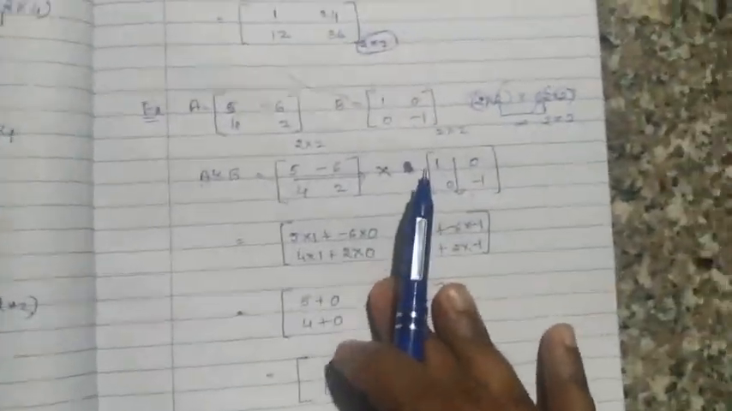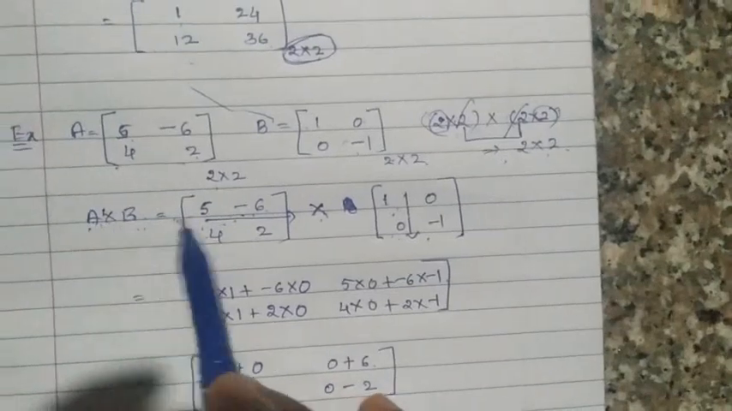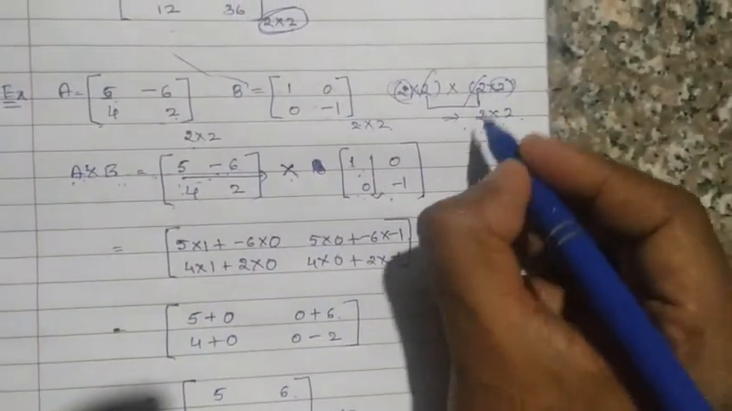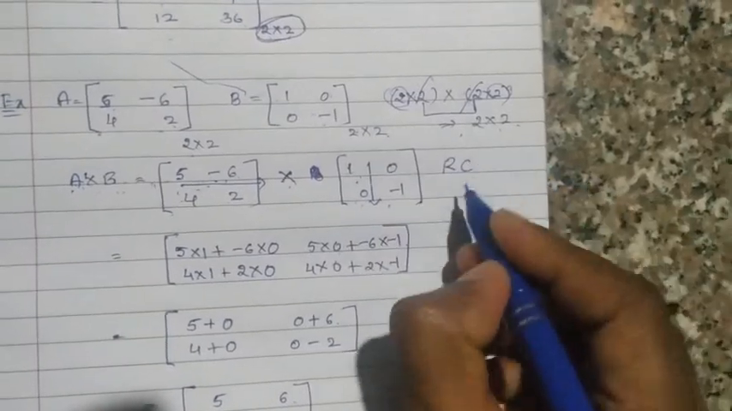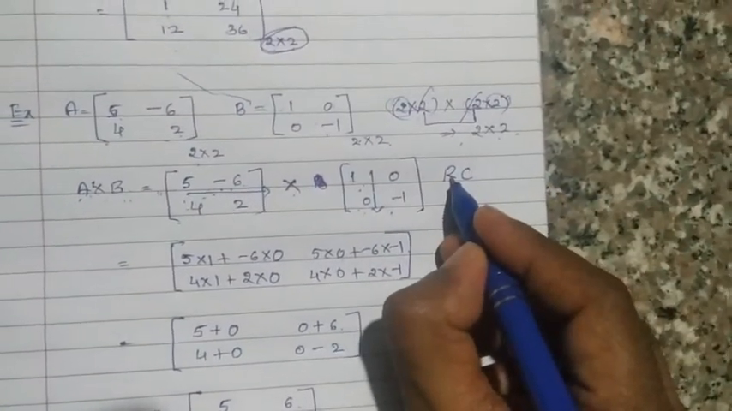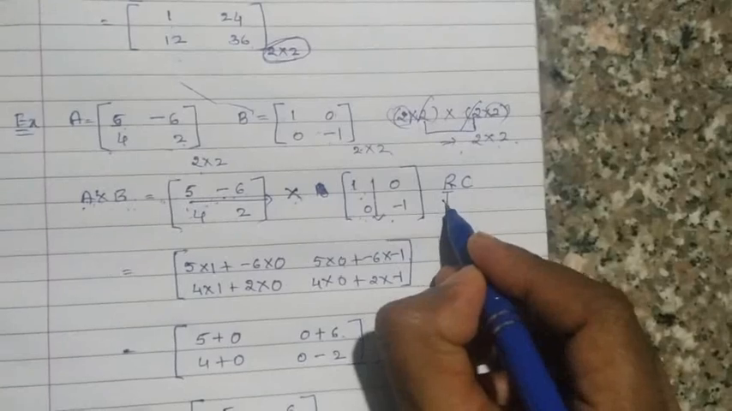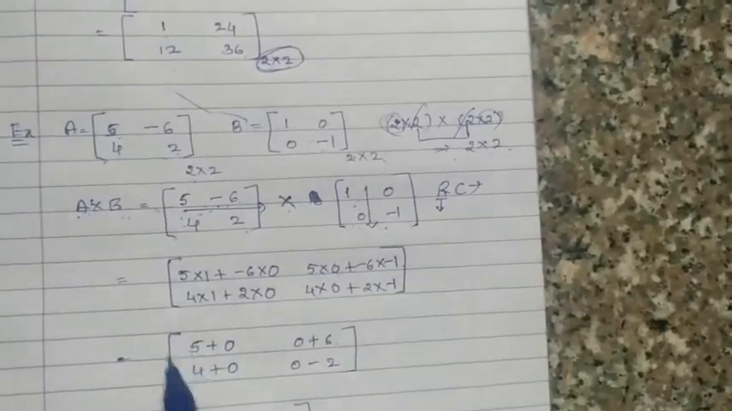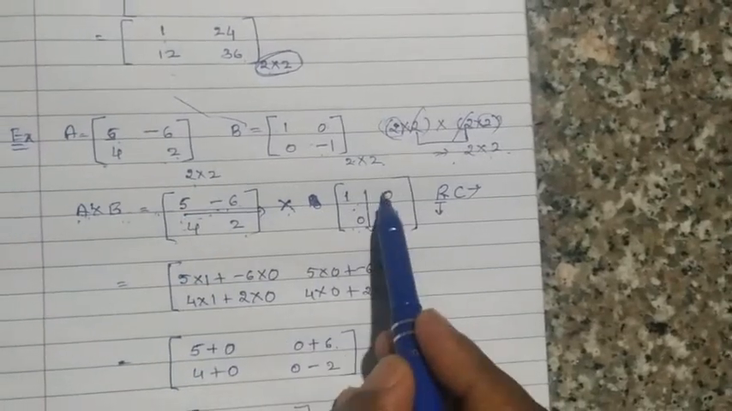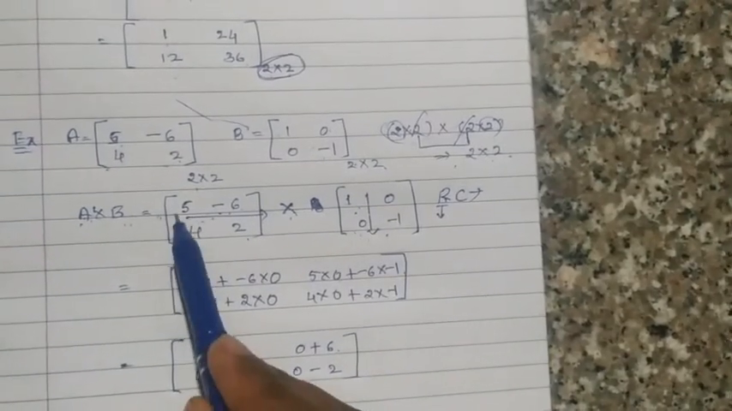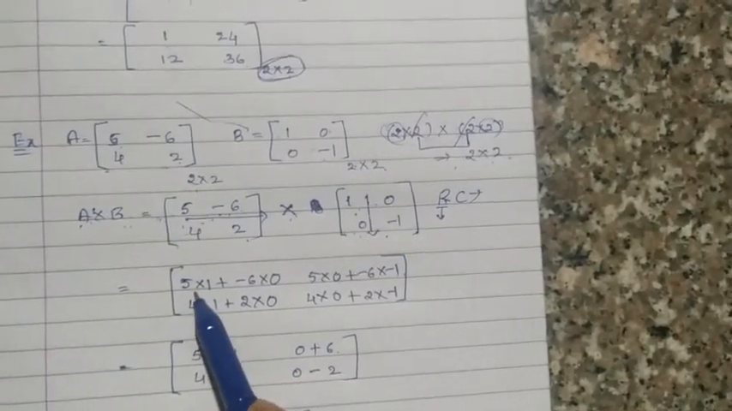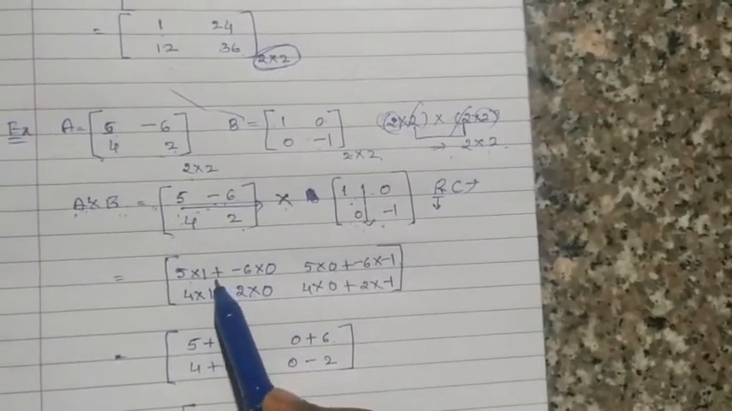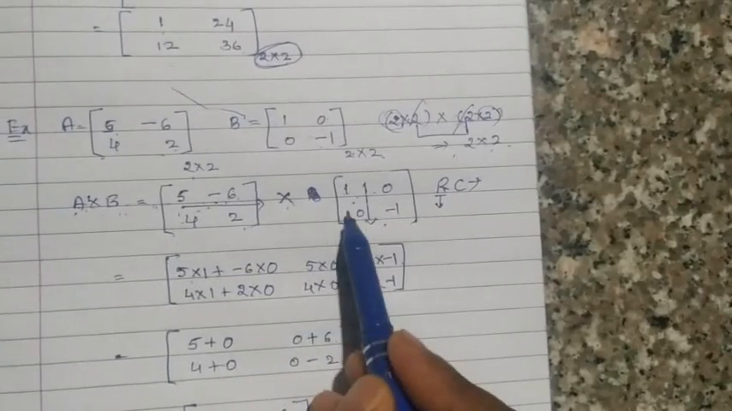Okay, so I have written matrix A and matrix B here. Already I told you that we have to follow again the RC method. The R means row wise from the first matrix and column wise from the second matrix. Again first row first column we have to multiply, that is first element with the first element, 5 into 1. Then for the second element you have to keep the plus, plus -6 into 0.